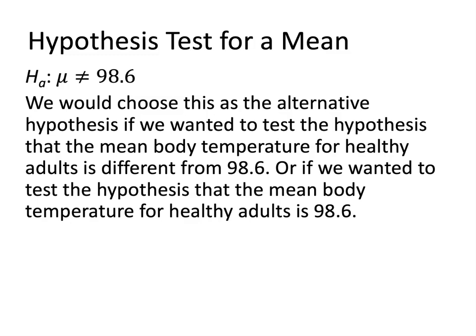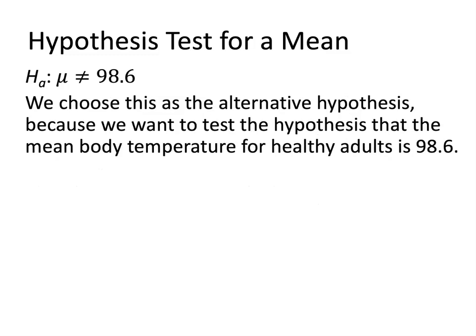So whether you say that your hypothesis is that it's 98.6 or that it's not 98.6, this would be your alternative hypothesis, and your null hypothesis would be that mu equals 98.6. Okay, we're going to choose this as the alternative hypothesis because we want to test the hypothesis that the mean body temperature for healthy adults is 98.6. And if you don't believe me, just look at what I said earlier in the video.